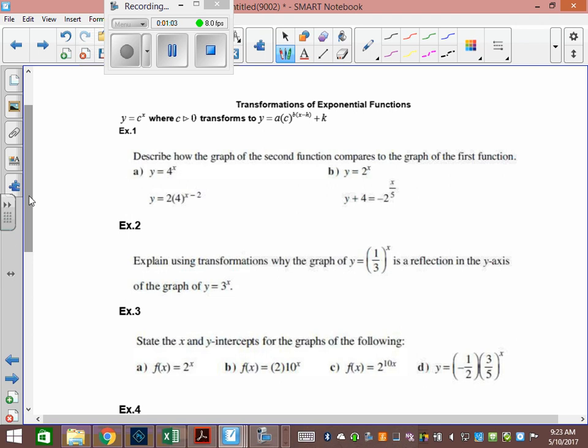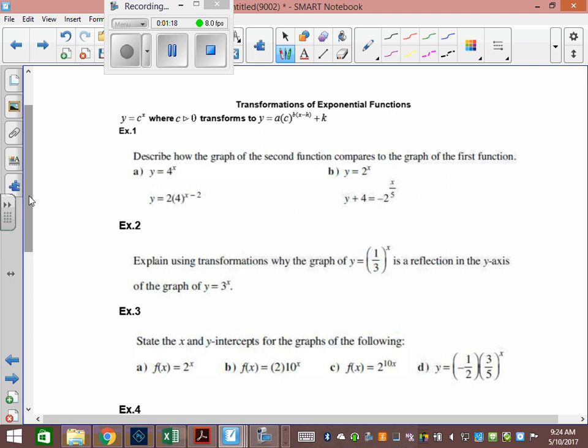So if it's with the x, it just affects the x, just like before. If it's in front of the base or at the back, it's vertical, just like it was before. Nothing different, other than the fact that the bases have to be the same or you can't compare them. So remember, when we compare graphs, we always compare what has changed.